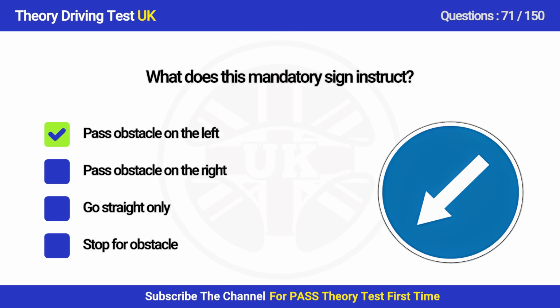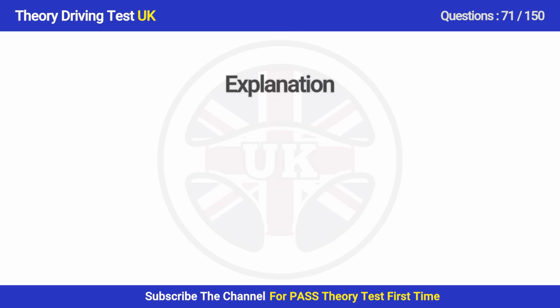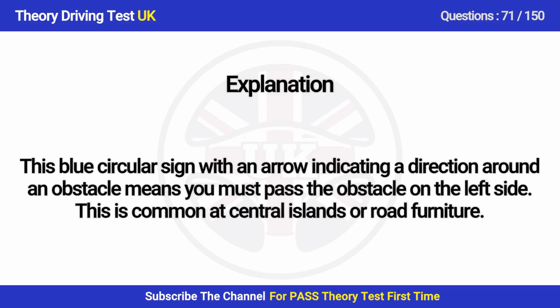Answer is A. Pass obstacle on the left. This blue circular sign with an arrow indicating a direction around an obstacle means you must pass the obstacle on the left side. This is common at central islands or road furniture.